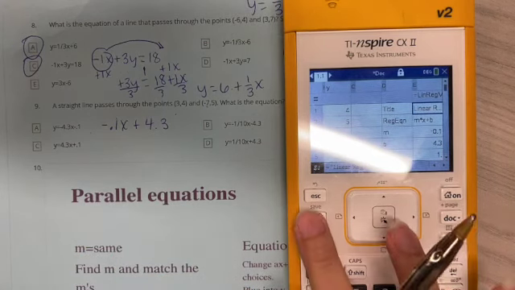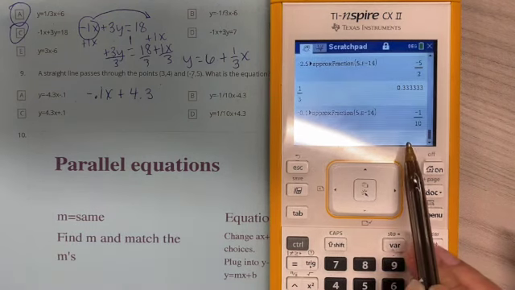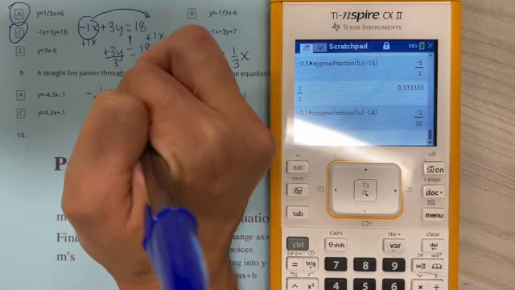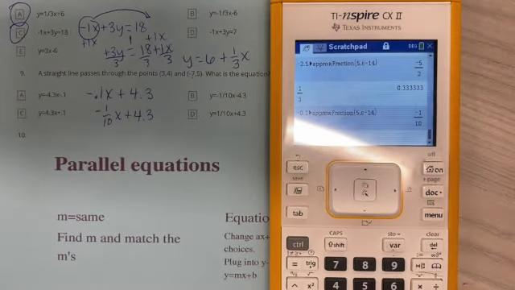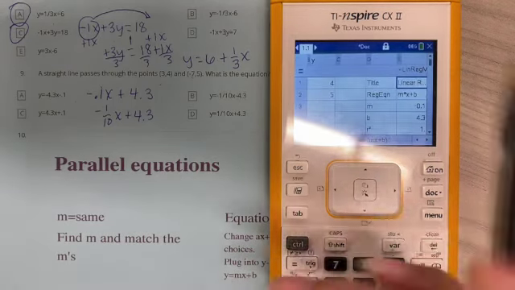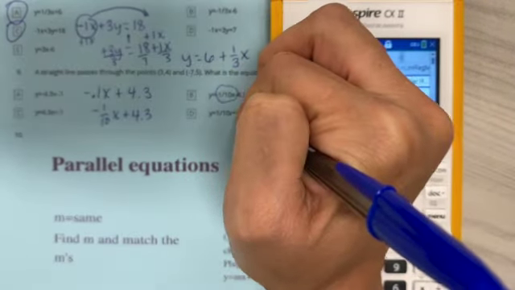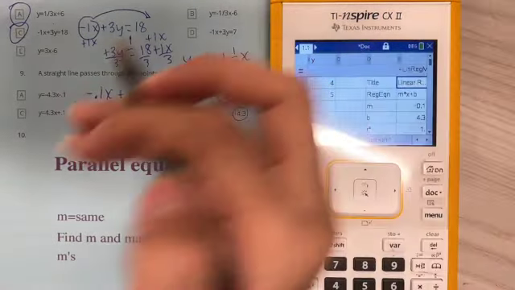So let's go to our calculator. -0.1 menu, 2, 2. And then enter, -1/10. So I want -1/10 X plus 4.3. Right. Oh, the answer is not here. Let me just double check. Yep, that was 4.3. So it should be this one and this one together. I will fix that on the actual quizzes, but yes, this is your answer.